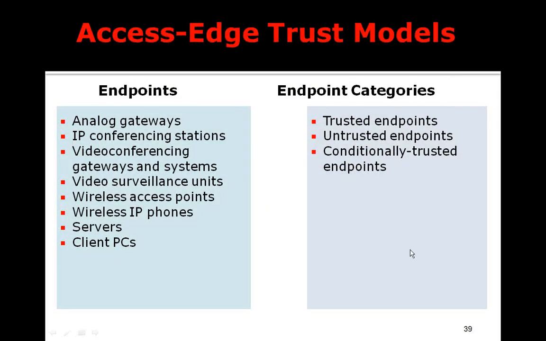So, access edge trust model: endpoints, so your analog gateways, IP conferencing stations, video conferencing gateways and systems, and so on and so forth. Endpoint categories: trusted, untrusted, and conditionally trusted endpoints. From my standpoint, there are some devices that I will trust, such as a router. Obviously, if it's a router I'm configuring or a voice gateway that I'm configuring, I'm going to trust it. If it's a server, a Cisco Unified Communications Manager server, I'm going to trust that server. That server is under my control. When it comes to a client PC, probably not going to trust it. I have no faith that that machine is doing what it's supposed to do, therefore I don't want to trust it.